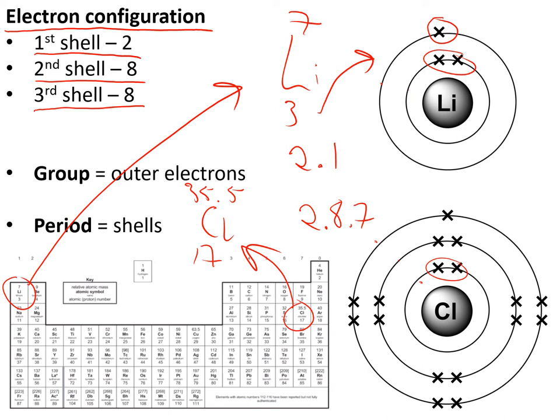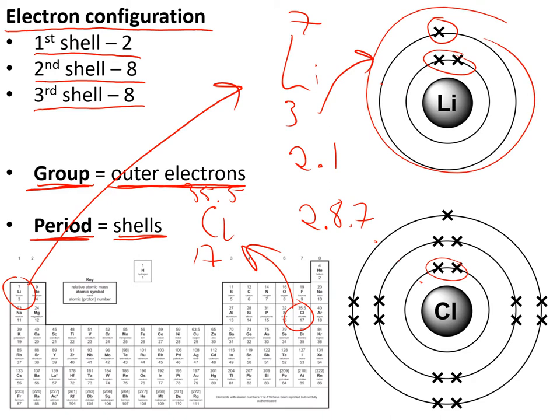Okay. Now, there is a way to check this. The periodic table tells us the electron configuration of an atom because the group number is the number of electrons in the outer shell. And the period number is the number of shells the atom's got. So if we look at lithium here, lithium is in the first group, and the second period. So it's got 2 shells because it's in the second period and 1 electron in the outer shell because it's in the first group.